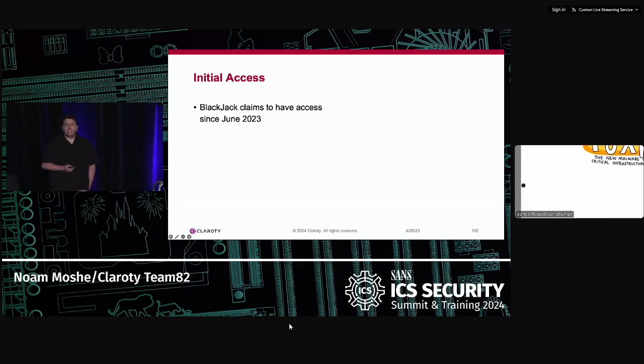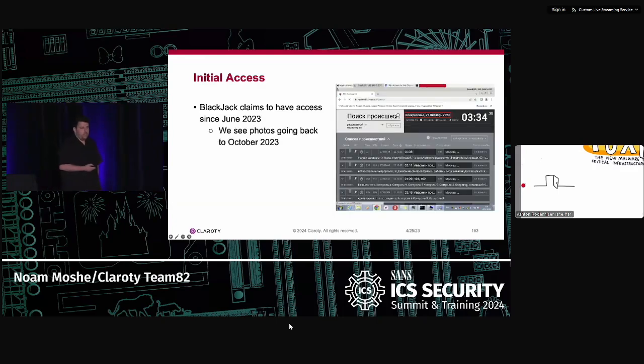Now, Blackjack actually claimed to gain access to Moss Collector as early as June 2023, meaning they were in their networks for at least 8 months. And when we look at the evidence they've provided, looking at screenshots and metadata from different pictures, we saw evidence that they were indeed in Moss Collector's network as early as October from this picture, and some metadata from some pictures even showed them being there even earlier. So we do believe that they were able to achieve full control over Moss Collector's networks as early as June.